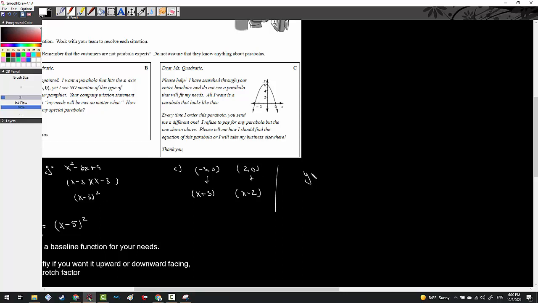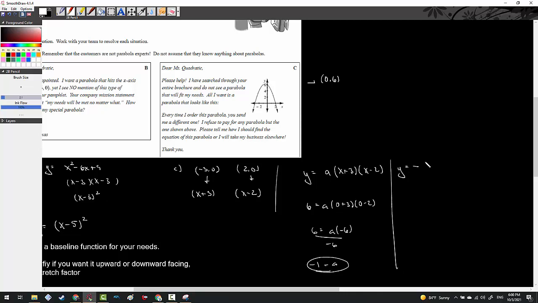So what I have is y equals a times x plus 3 times x minus 2. Now I'm going to choose that third point. A really clear selection would be the y-intercept, which would be 0, 6. So I'll say 6 equals a times 0 plus 3 times 0 minus 2. A times negative 6 equals 6. Again, we're just multiplying. Divide by negative 6, and a equals negative 1. So that means what you have is y equals the negative version of x plus 3 times x minus 2.